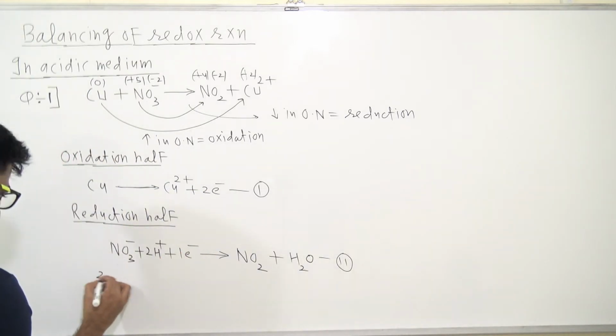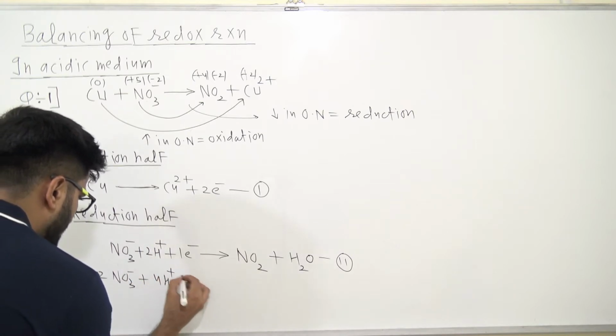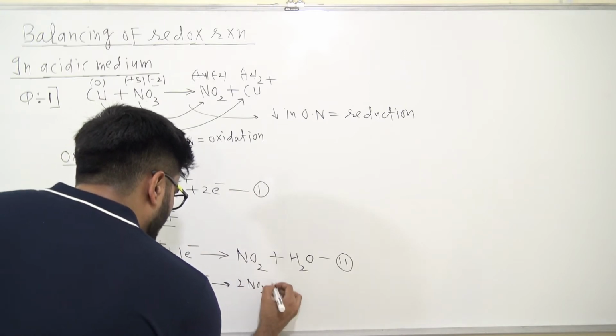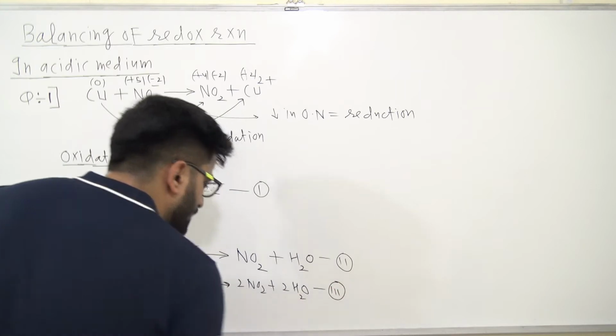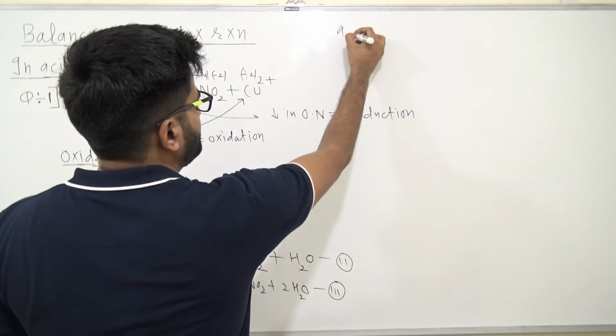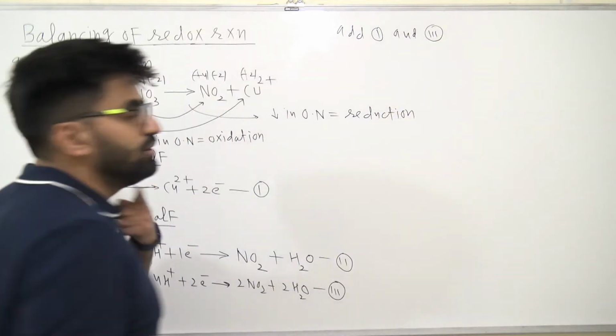So you multiply with 2, we have 2NO3 minus, we have 4H plus, we have 2 electrons, we have 2NO2 and we have 2H2O, right? So this is your final third equation. Now I hope you understood why I'm multiplying with 2. So this is my oxidation half, this is my reduction half, add 1 and 3. I'm directly adding, you can see that now.